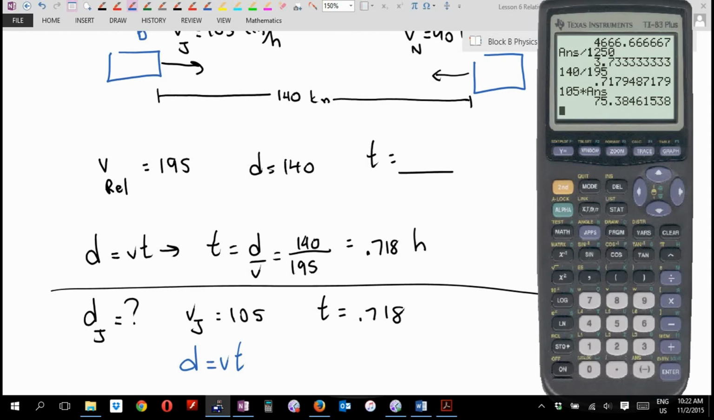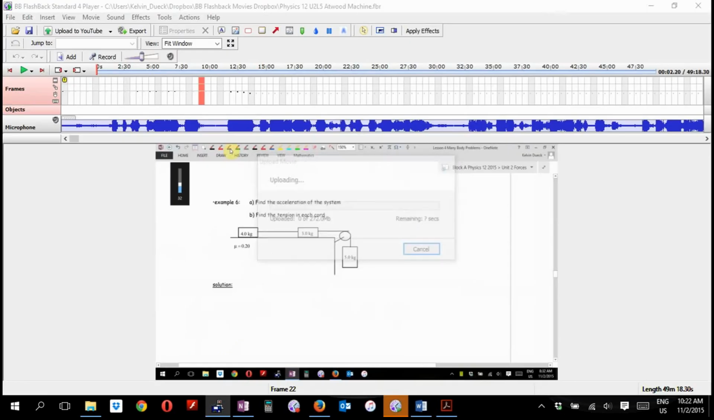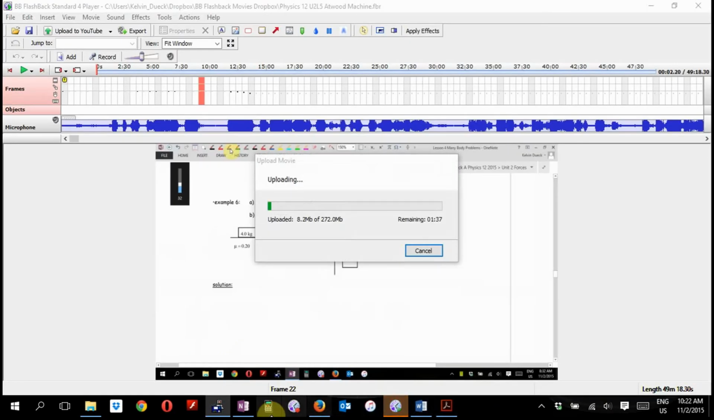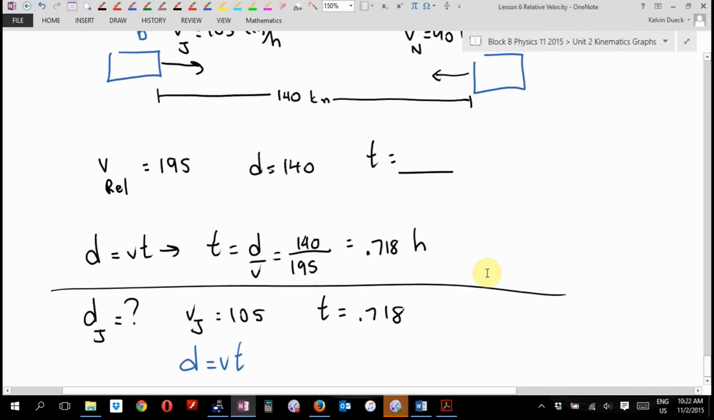How far does Nate go? 140 minus 75.4 is 64.6 kilometers from Calgary. So you'll notice Sam and Nevada, 6 and 7 were very similar in that. I said two objects, relative velocity. I pretended one was standing still. I said, what can I find? Time, distance, what? Then I moved back into saying, hey, they really aren't standing still, but I still can use d equals vt, or v equals d over t, or t equals d over v, whatever they wanted me to find.